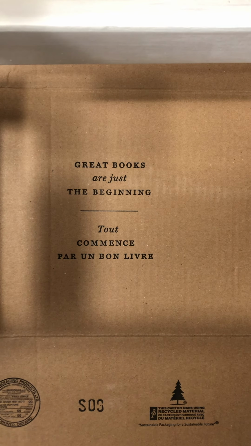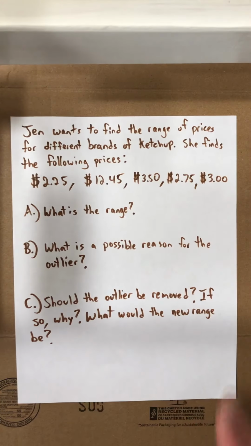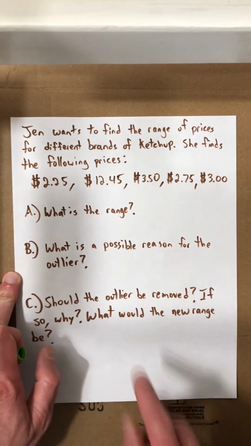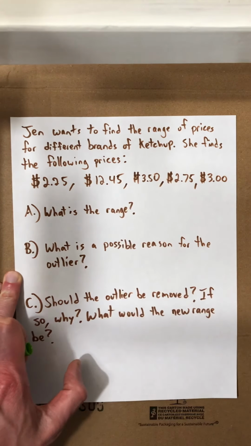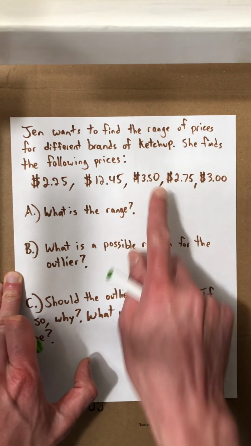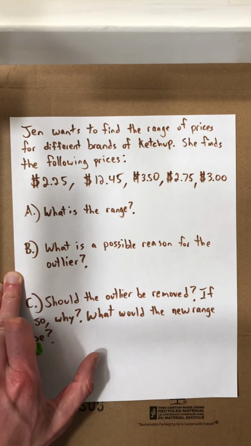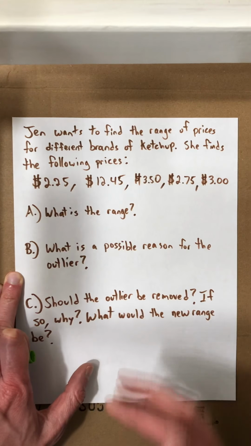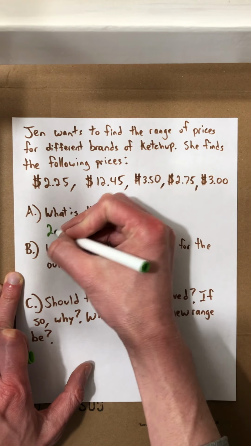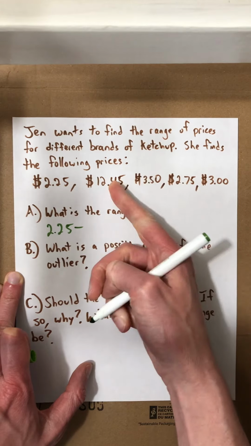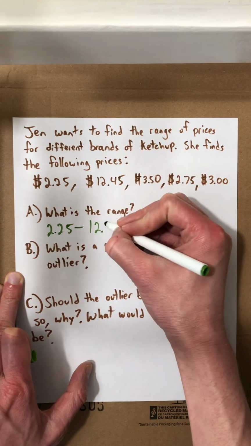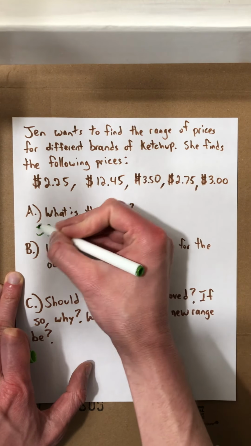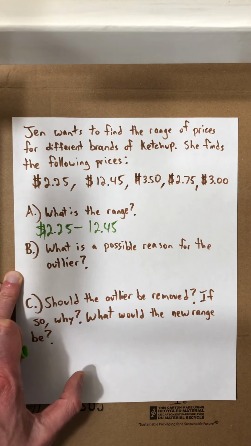So this one is about my favorite condiment here. It's about ketchup. So Jen wants to find the range of prices for different brands of ketchup. She finds the following prices. So imagine you're walking through a superstore and she finds $2.25 for one bottle, $12.45 for a different one, $3.50 for another, $2.75 for another, $3 for another. So what is the range? Well, the cheapest price is $2.25. And the most expensive one is $12.45. So that would be our price range here, from $2.25 to $12.45.